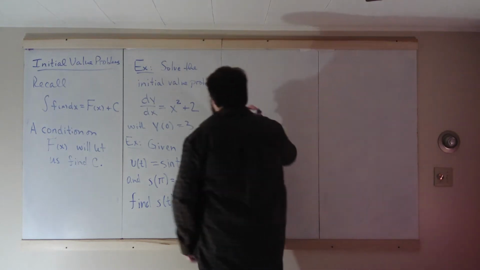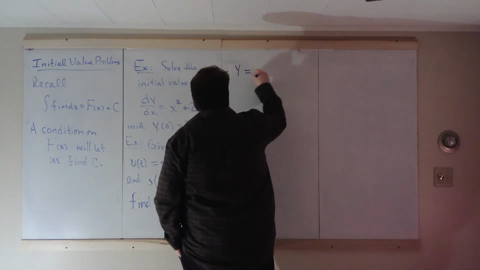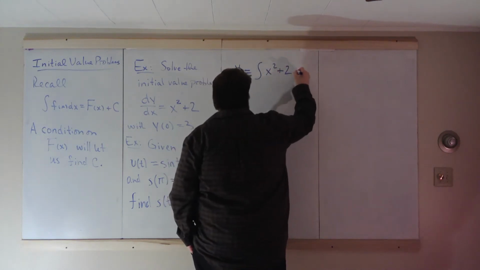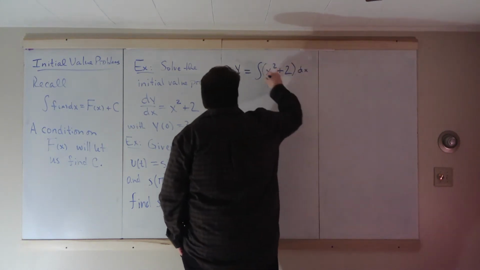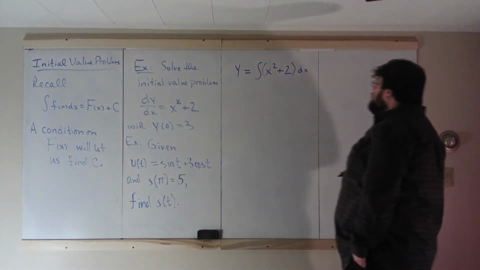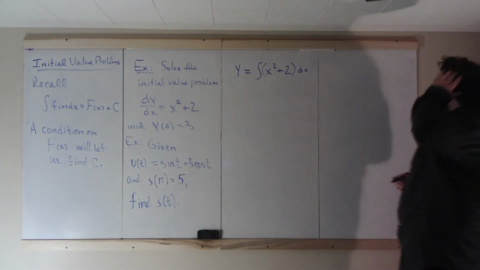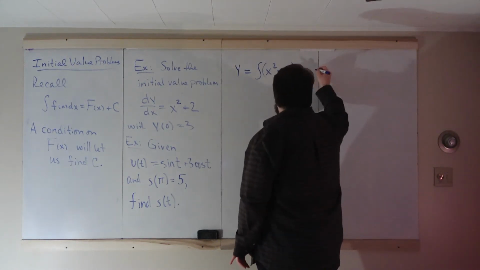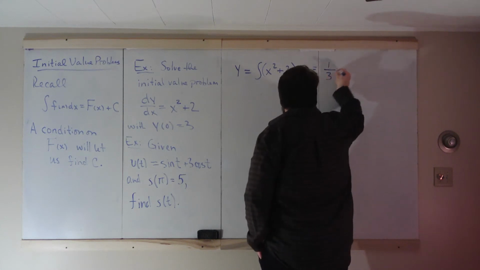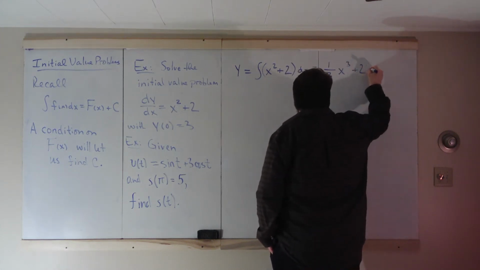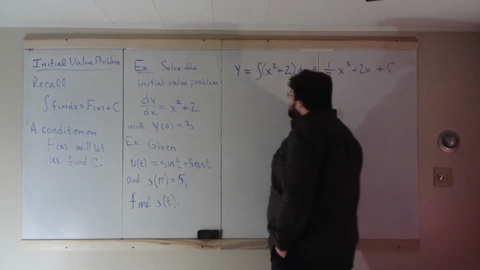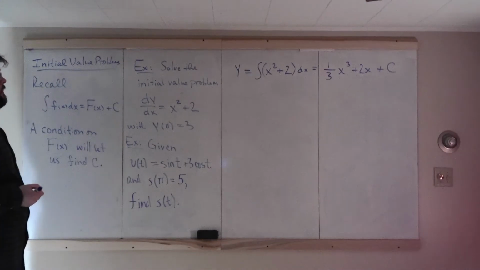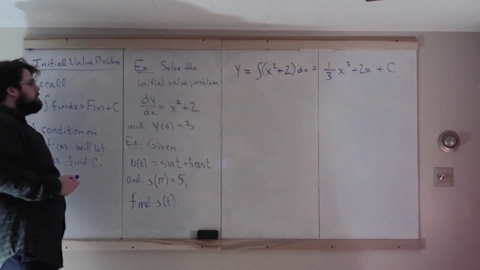Well, what we're going to do is we'll say that y equals the integral of the derivative. So x squared plus 2. Well, this is an indefinite integral. It's going to give us a family of functions. Which family of functions? A third x cubed plus 2x plus c. So power rule, constant rule, plus c. Well, that's great. We found y.